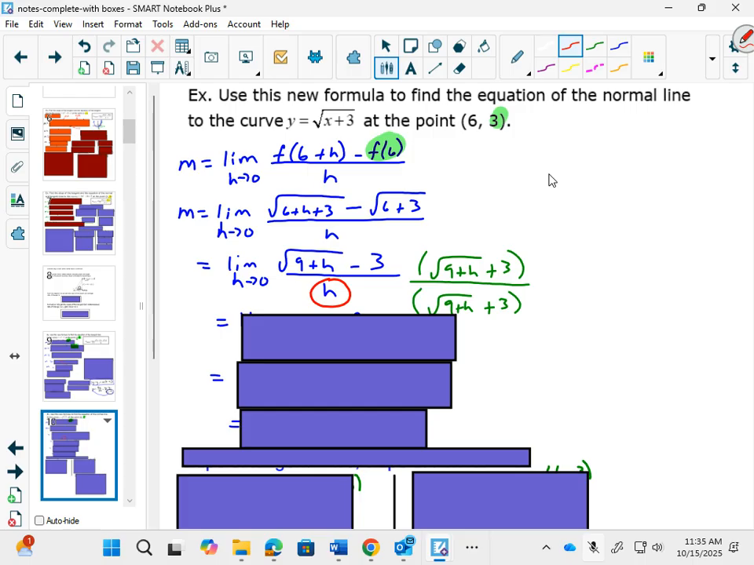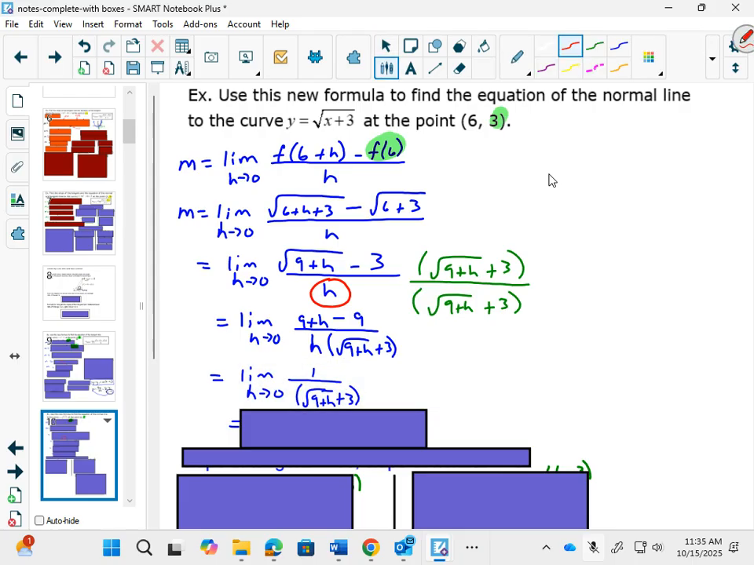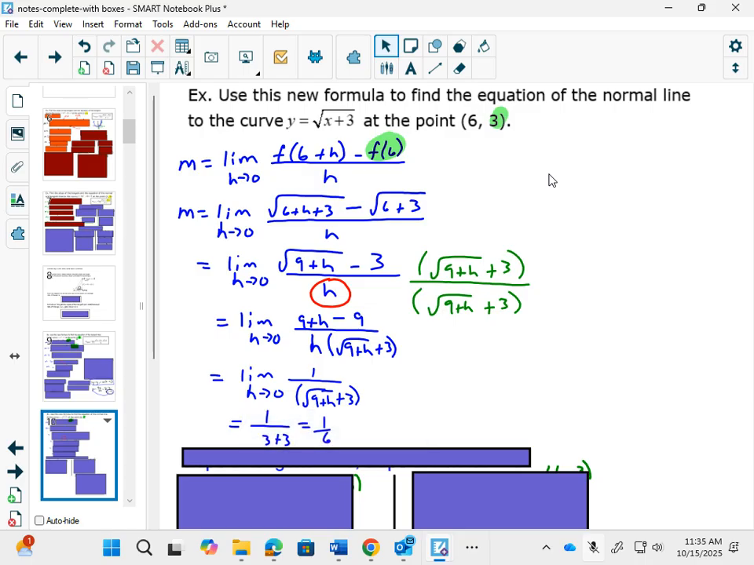Because I want to cancel out that h, it makes sense to have that h factored out to make it easier to cancel out. But in the top, I will distribute everything. And you'll see that the 9 minus 9 go nicely away. And then your h divided by h also go nicely away, leaving you with 1 over the square root of 9 plus h plus 3. Plug in 0 for h, and you get 1/6.